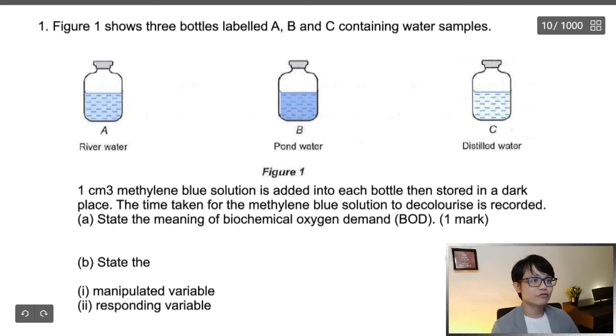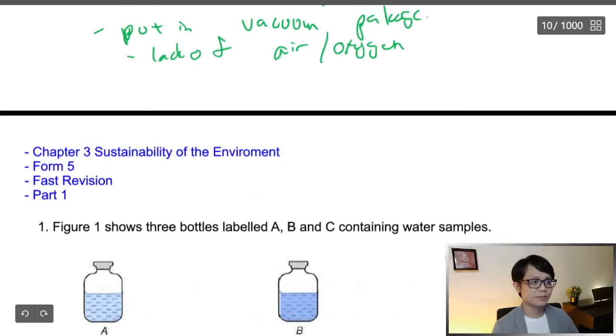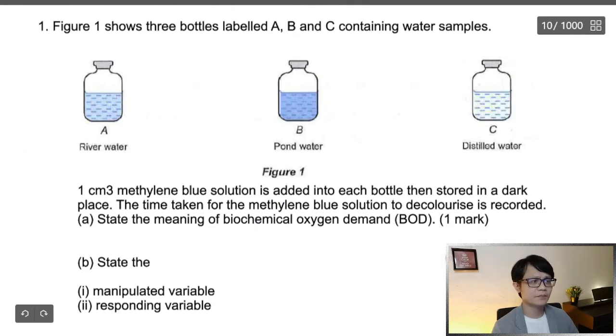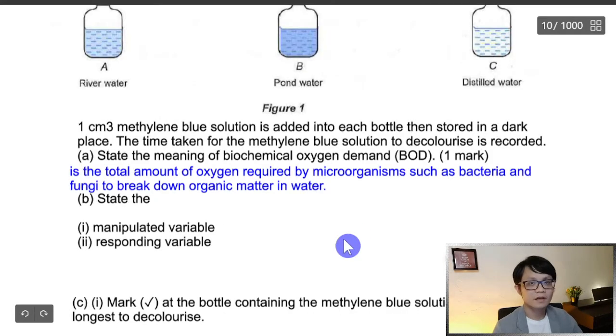Figure 1 shows 3 bottles A, B, C containing water samples. You want to understand the question. River water, pond water, distilled water. What chapter is this? Sustainability of the environment. 1 cl of methylene blue solution is added into each bottle that is stored in a dark place. The time taken for the methylene blue to decolorize is recorded. State the meaning of biochemical oxygen demand, BOD, 1 mark. So this one is a straightforward question.